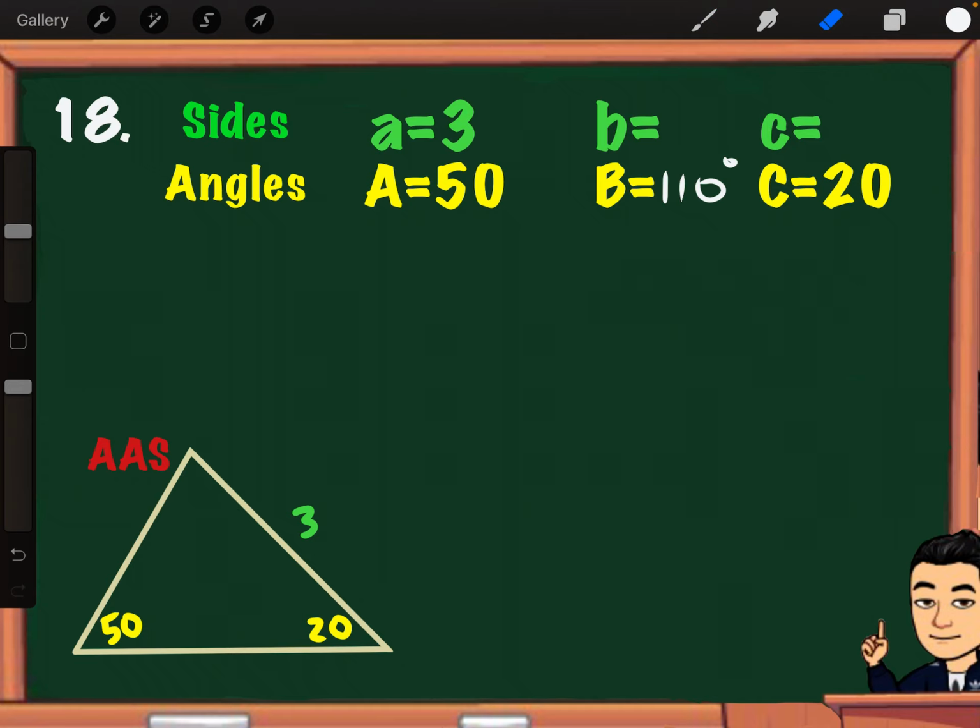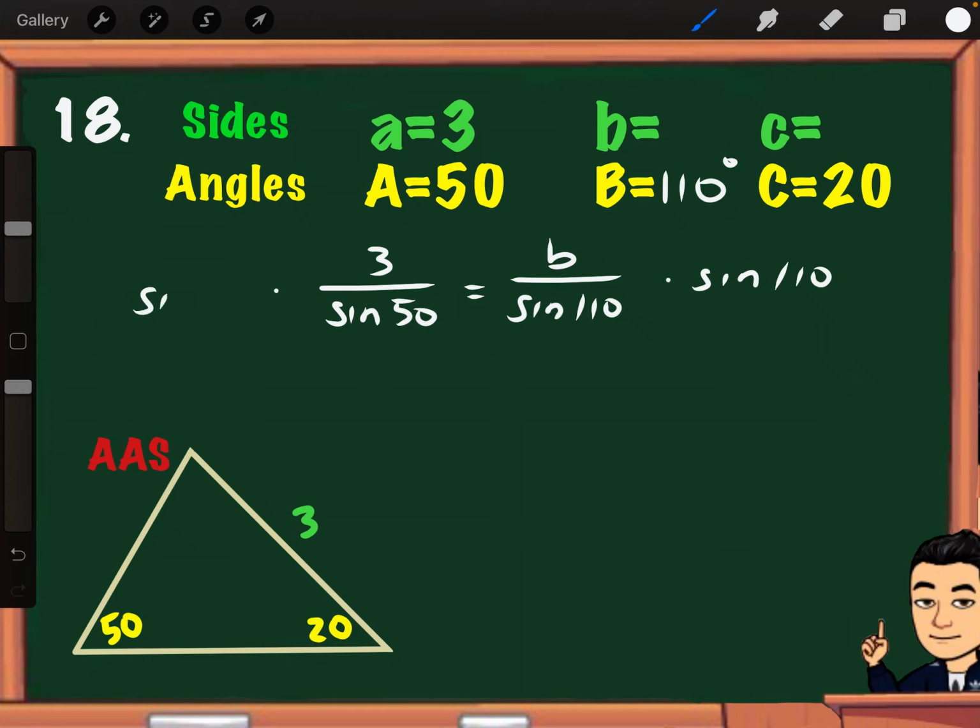That one is easy. Okay, so let's go ahead and solve for the side B. You use side A over sine 50 equals side B over sine 110. And then just multiply by sine 110 degrees on both sides, and you should be able to find the side B value. That's going to equal 3.6799. So I'm just going to write 3.68. Put 3.68 over here.